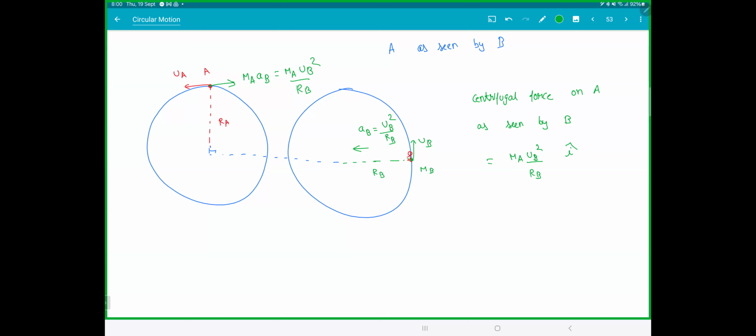Now can you do the other way around? Now same thing. If you ask centrifugal force on B as seen by A, what will it be? I hope everyone is getting what is centrifugal force. Indirectly net, it is simply a pseudo force.